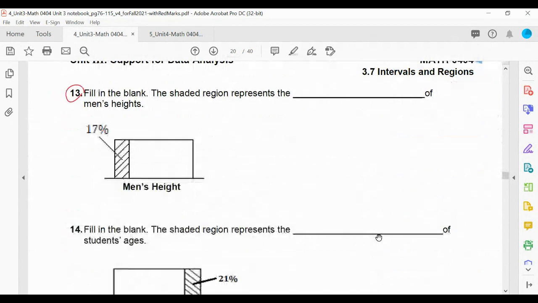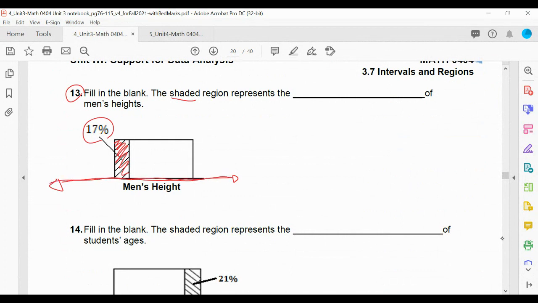And the last one for here is question number 13. This one says, fill in the blank. The shaded region represents what of men's height? So here we just want to know how you would rank this shaded region. So the shaded region represents this region here. And again, we only have one variable measured here, the men's height.